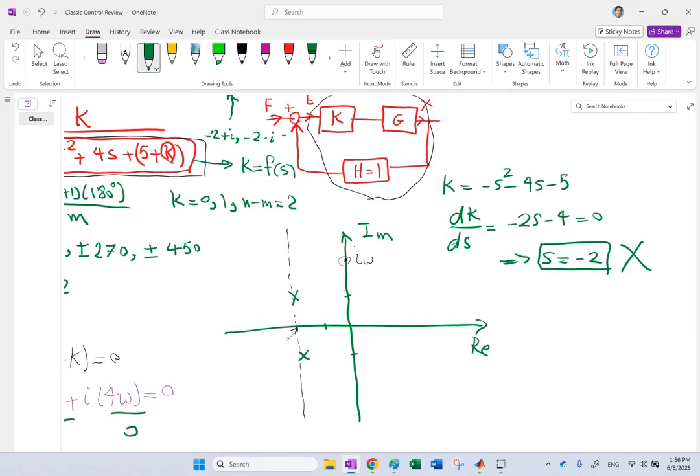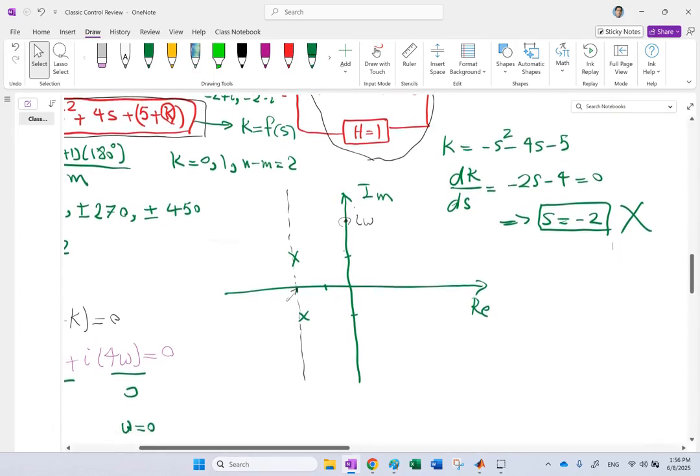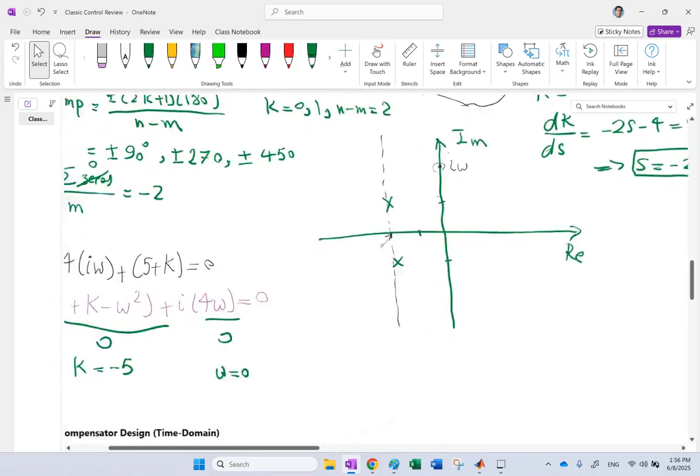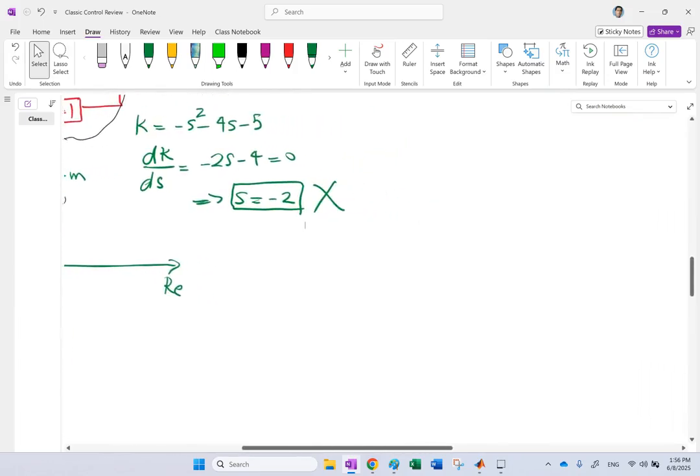Okay, and then finally, angle of departure from the poles. The formula for it is, if I move a little bit to this side, the angle of departure, let me move, there we go.